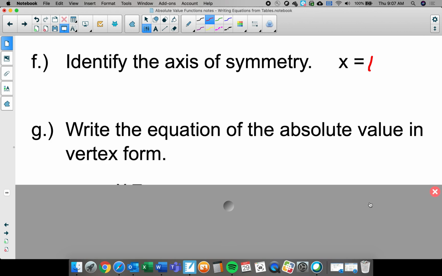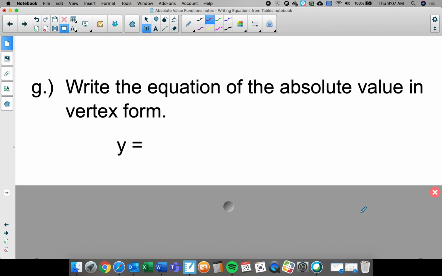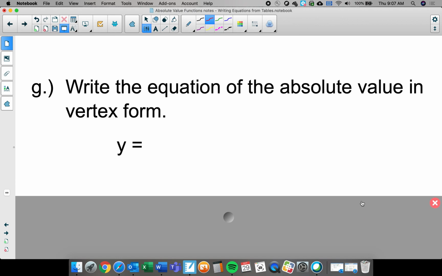So then when we are asked to write the absolute value in vertex form, one thing I want to remind you is vertex form in general is y equals a times the absolute value of x minus h, and then we've got plus k at the end. Okay, so if we're going to write it in that vertex form, we've already got the y equals. We said our a value was negative 1/3 back from the previous slide.